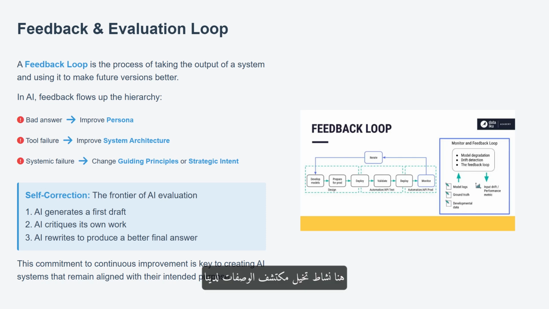Here is an activity. Imagine our recipe finder AI frequently fails because it suggests recipes with ingredients the user doesn't have. This is a failure at the bottom of the hierarchy. What is one change you could make to a higher layer to fix this?